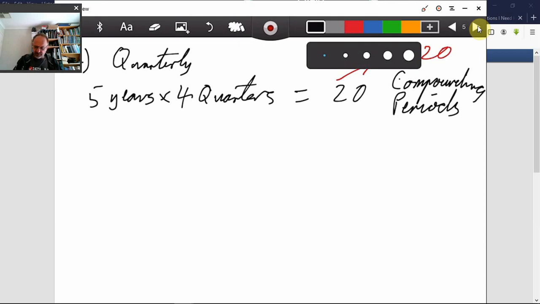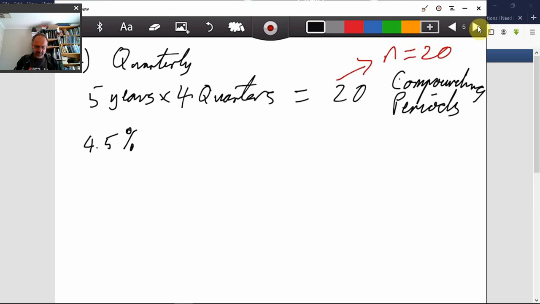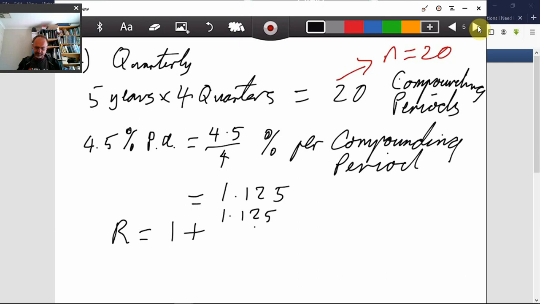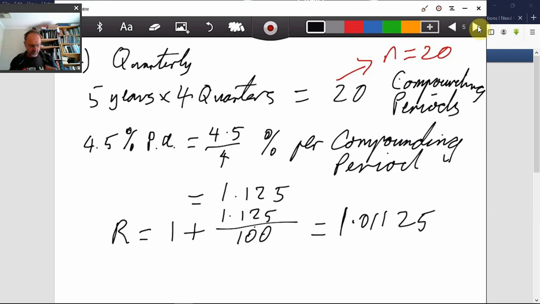Now, our interest also, that was 4.5% per annum. Now, we need to adjust that to 4.5 divided by 4% per compounding period, which of course is a quarter of a year. All right, so we need to change those things. So when you put that one in your calculator, you get 1.125. That'll help us find our R. So our R relates to 1 plus the 1.125 over 100. And you put that on your calculator and you get 1.01125.